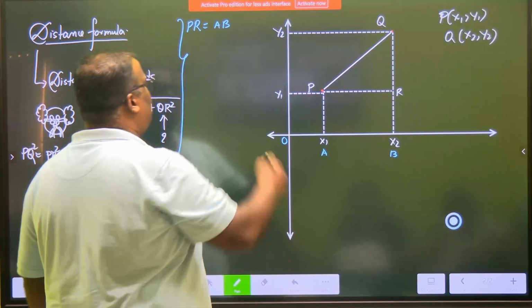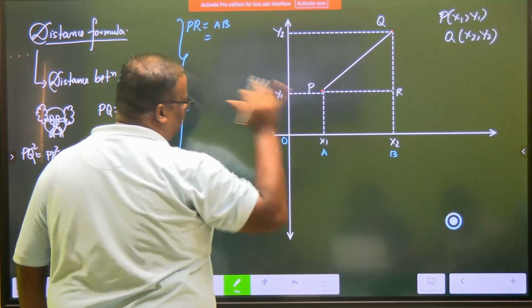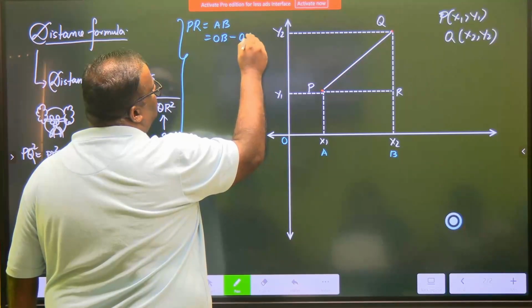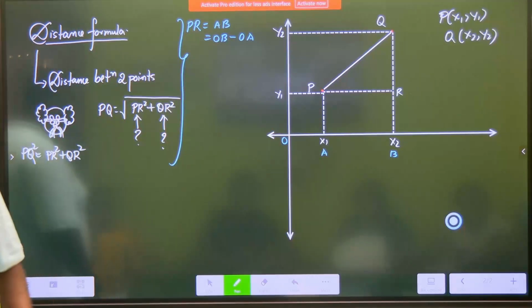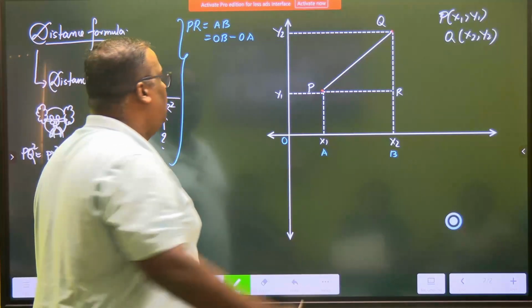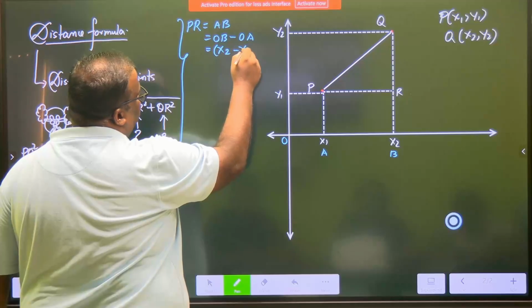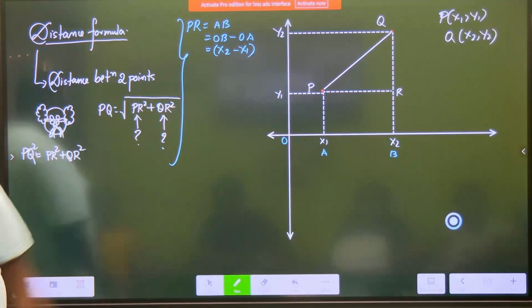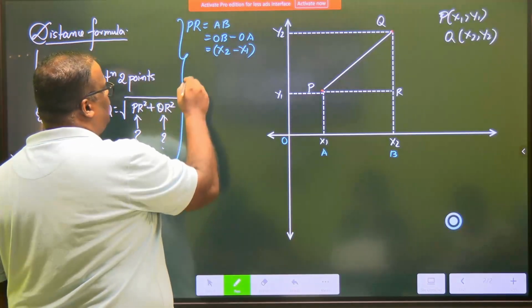Yes. It is equal to AB. AB is delta. So in physics we say final minus initial. See, OB minus OA. So that should be AB. Right? OB is nothing but X2 minus X1. Is it okay? Right? समझ में आ रहा है? क्या मैडम समझ में आ रहा है? Okay, very good.